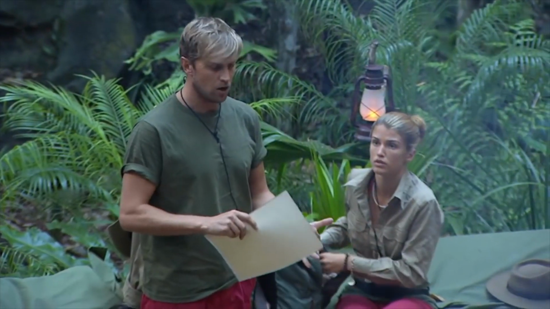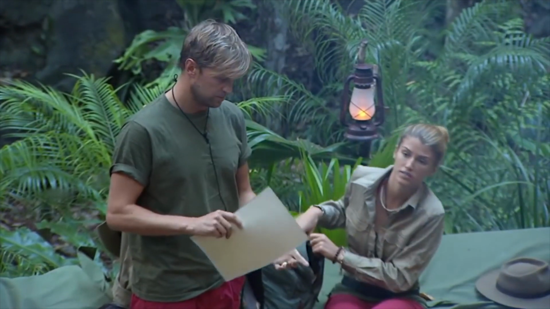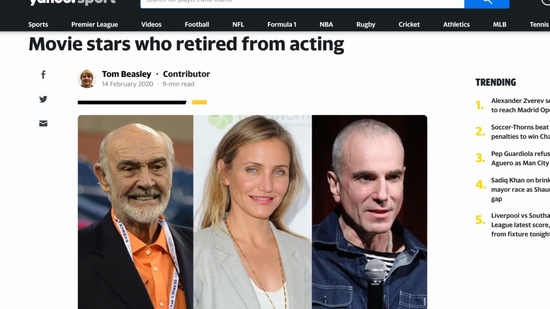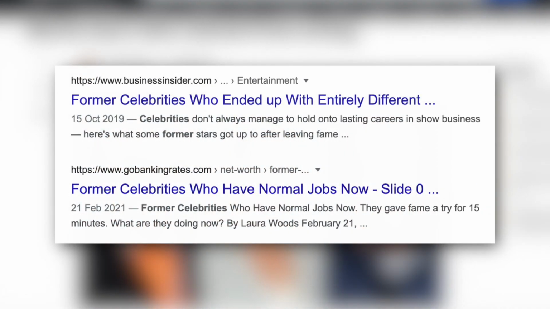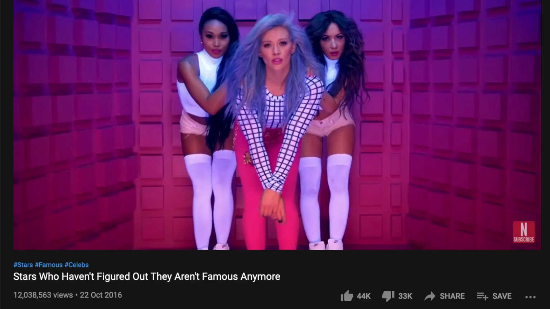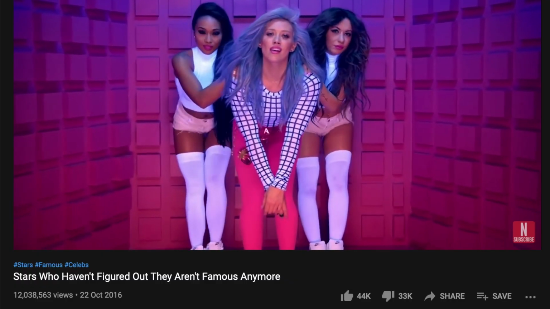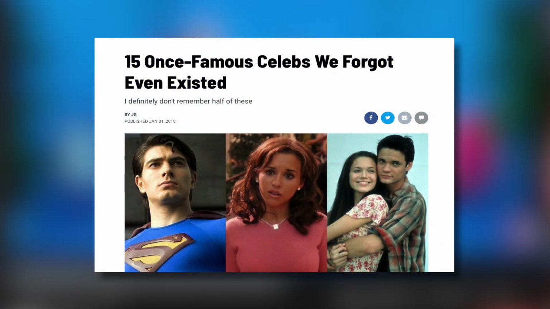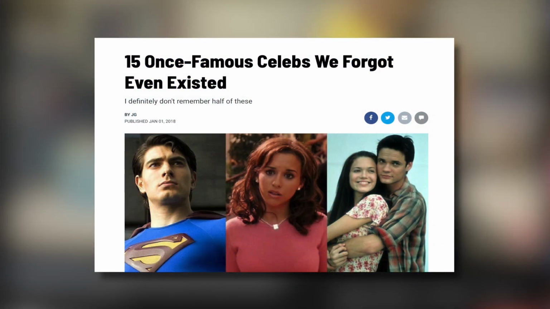Another key result of a more prominent media is the differing permanence of each term. When someone is adorned with the star label, they tend to stay that way even after retiring, whereas someone's celebrity status can be easily revoked if their popularity starts to wane. Relevancy is a far greater part of celebrity culture than it is of stars, as is clear from the droves of listicles like "15 once famous celebrities we forgot even existed."